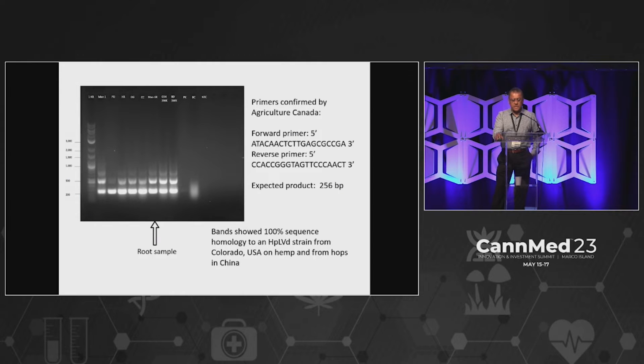So here what we've done is we've compared a range of different types of cannabis plants, different genotypes, and basically what this is telling you is that Hop Latent Viroid was present in all of them using these particular PCR primers. The arrow where it says root sample indicates the presence of the viroid in the roots of the plants as well. And this becomes significant, as you'll see in a few minutes.